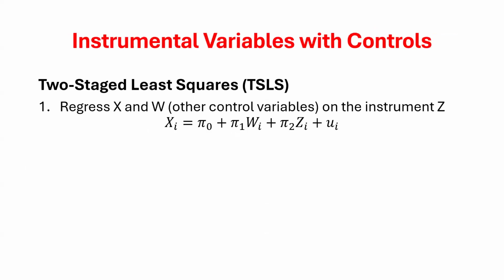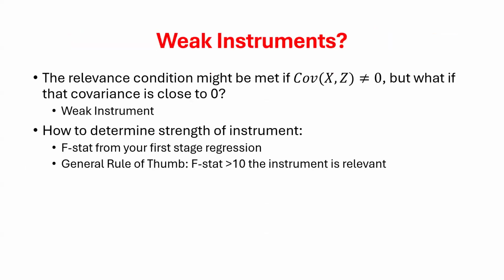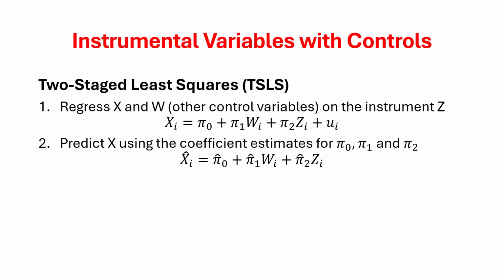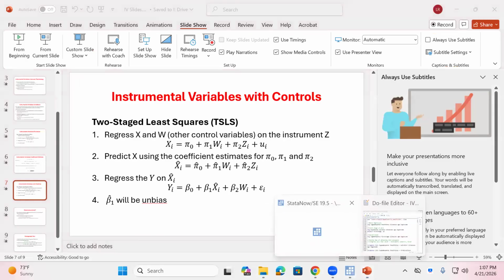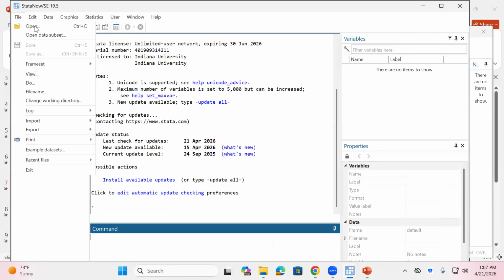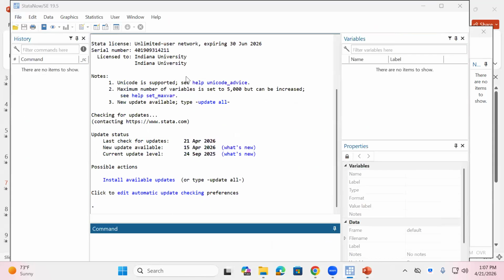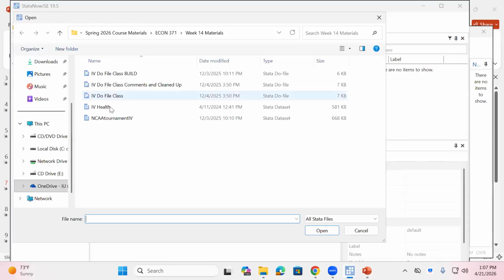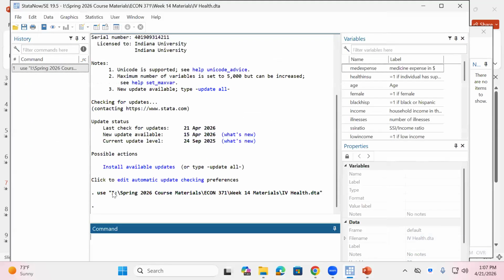So what this is going to look like. Oh, do I have anything here? No, we're going to jump to our do file. Okay, I think this will help, and I'll have some actual variables we can think about. So I've got this IV health file, so I'm going to open that up.